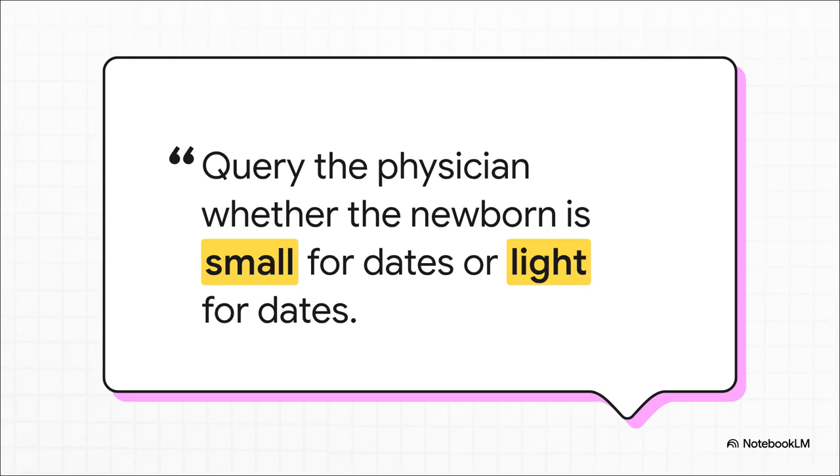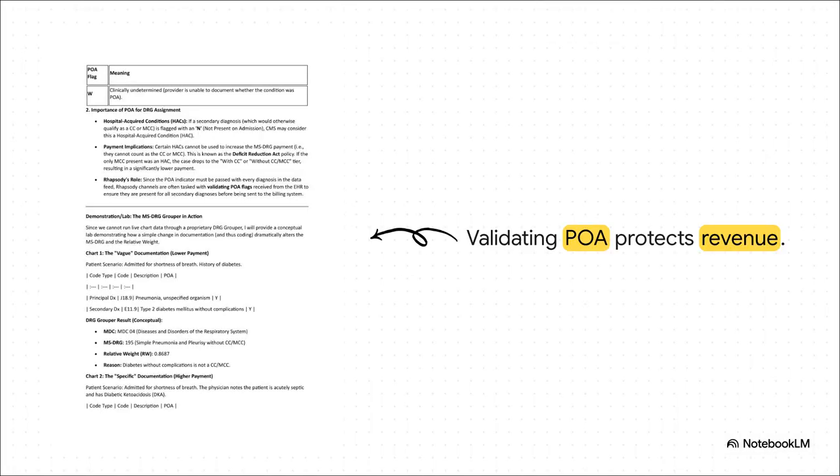Now, what's really interesting about this next concept is how validating present on admission, or POA flags, actually prevents massive revenue leaks. If an infant or a mother develops a condition after admission, say a deep vein thrombosis, that condition is flagged with a POA of N. Because it's a hospital-acquired condition, it cannot be used to increase the DRG payment. Capturing accurate, specific MCCs that were actually present on admission is exactly what protects a hospital's revenue integrity, ensuring the facility is paid fairly for the true complexity they managed from day one.